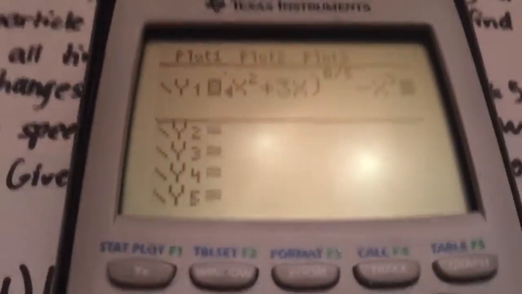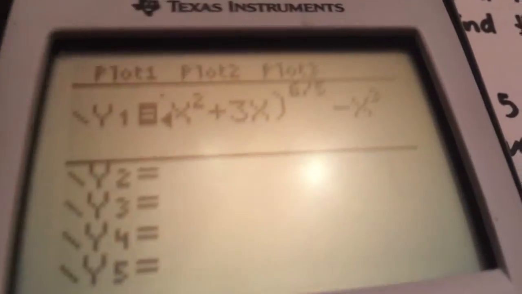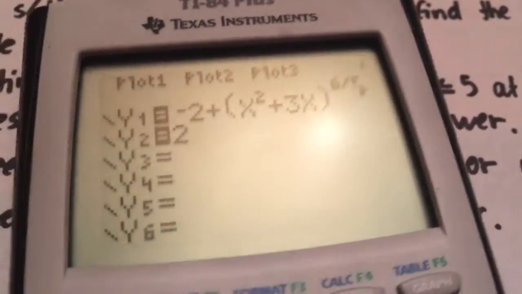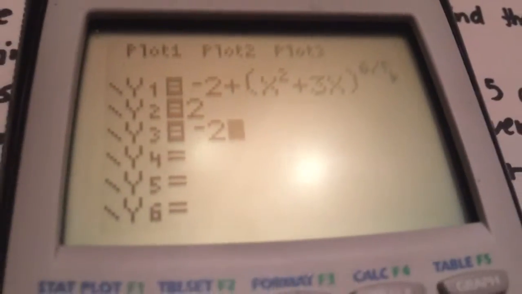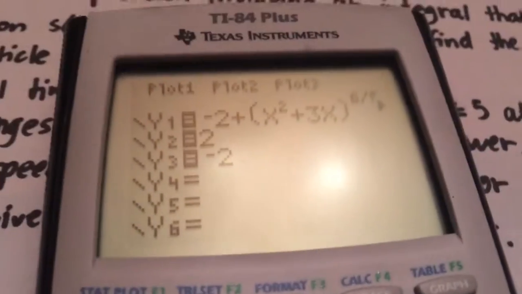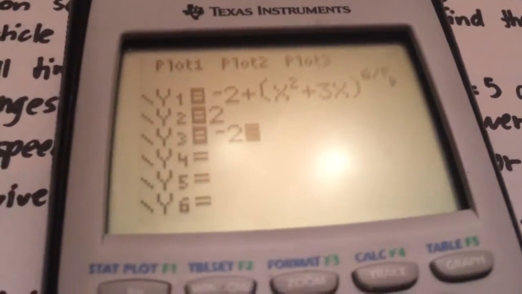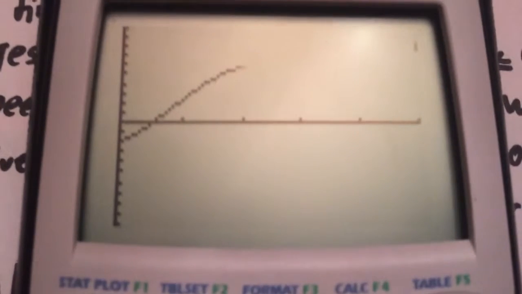But in order to find when the speed of this particle equals 2, I'm going to also graph y equals 2 and y equals -2. My reasoning for this is because I'm going to see where these two lines, y equals 2 and y equals -2, intersect with the original equation. And where they intersect is going to give me the time where the particle's speed reaches 2. So let's graph and see what we find here.